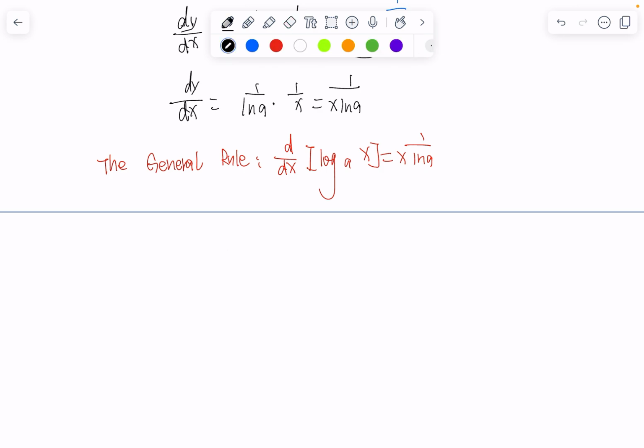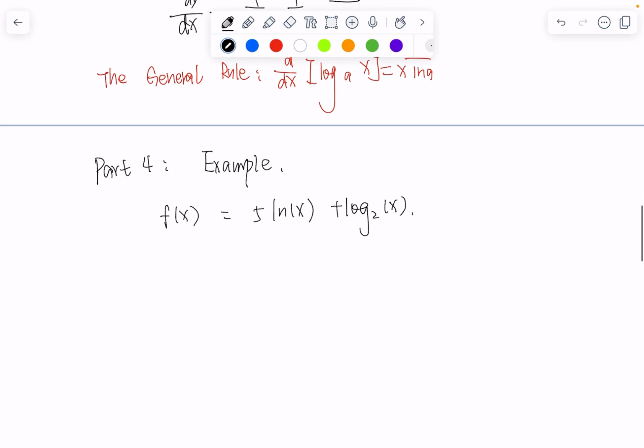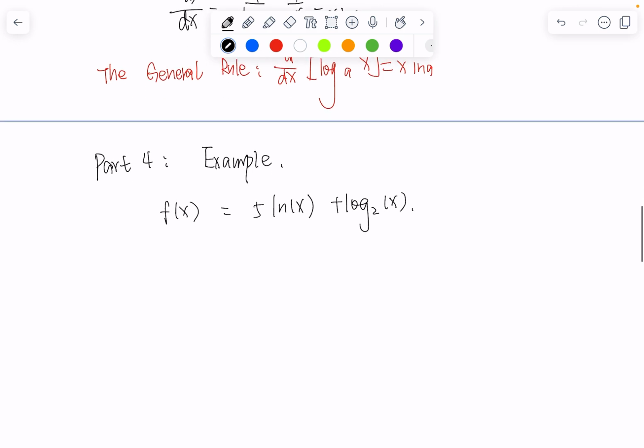So part 4, let's work through an example. Now let's put it all together with an example. Find the derivative of f(x). This is our question. So now I will tell you the solution of it.